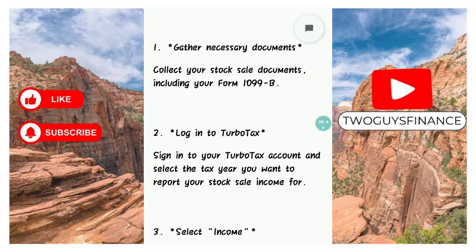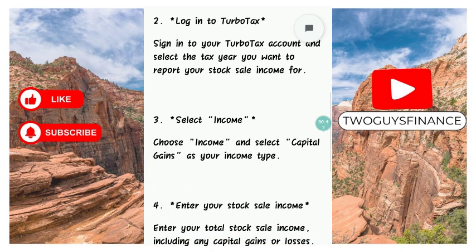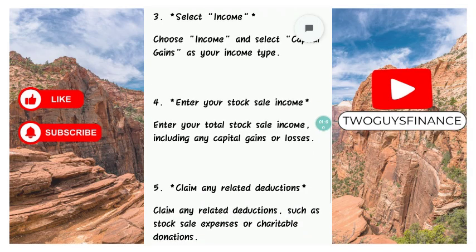Once you're logged into your account, go ahead and select the tax year that you want to report your stock sale income for. Once you've selected that, go ahead and choose income, and then you're going to select capital gains as your income type. Next thing you've got to do is enter your total stock sale income, including any capital gains or losses.